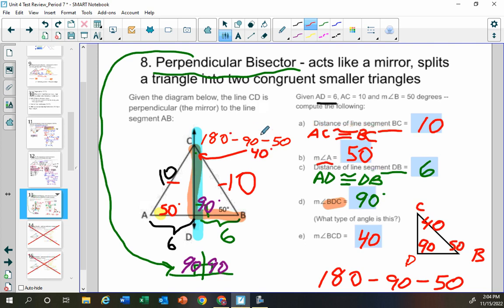Questions? Anybody final questions on number 8? Okay. Did we all get that down? Remember, you're going to get an exact question like this on your test. Okay. You got them all?